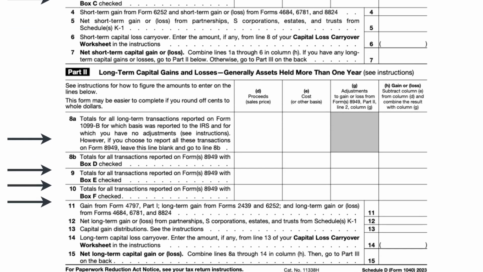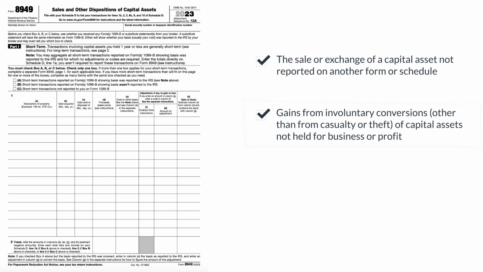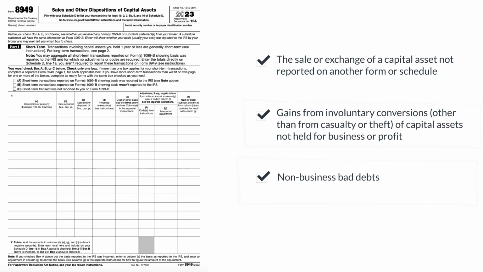Whenever an individual sells a capital asset held for personal use at a gain, they need to calculate how much money they gained and report it on Schedule D. And depending on their situation, also Form 8949. IRS Form 8949 is used to report the sale or exchange of a capital asset not reported on another form or schedule, gains from involuntary conversions, other than from theft or casualty, of capital assets not held for business or profit, or non-business bad debts.